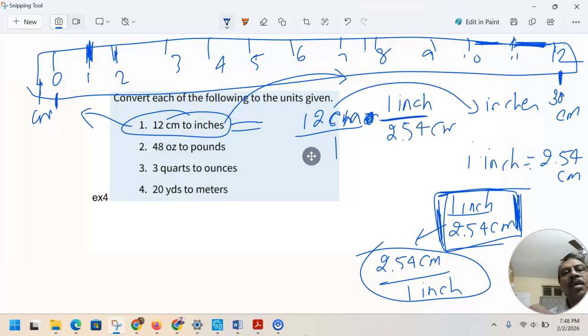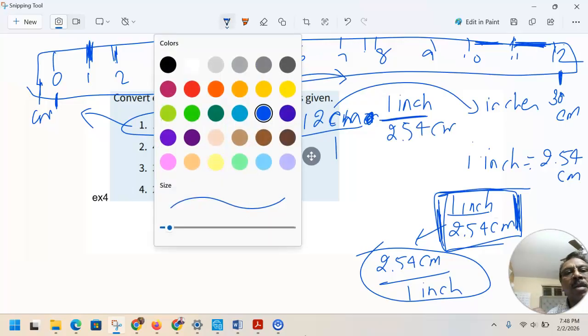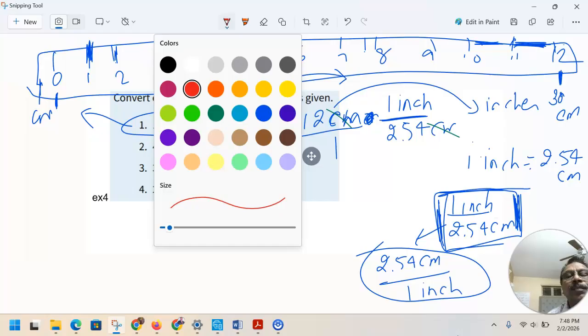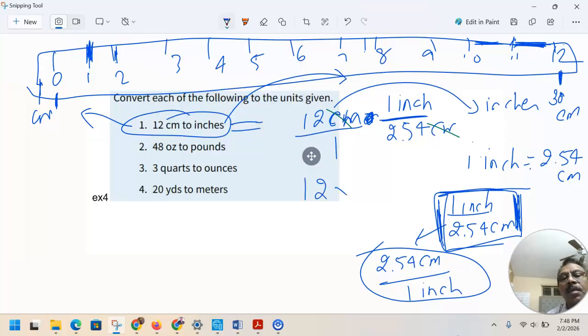So why do we do this? Is we can cross out. So we can cross out centimeter and centimeter, and we are left with 12 times 1 divided by 2.54. This answer is going to be in inches.